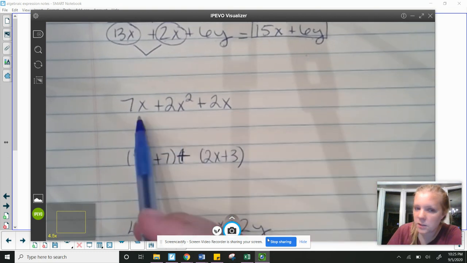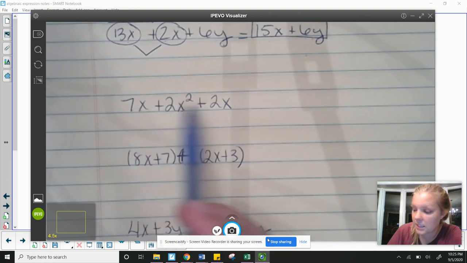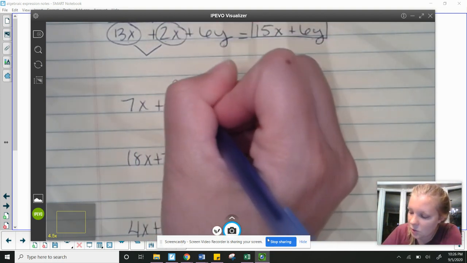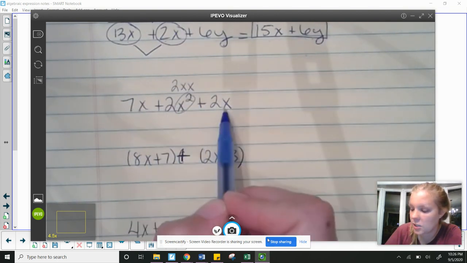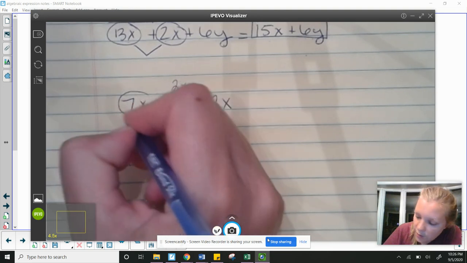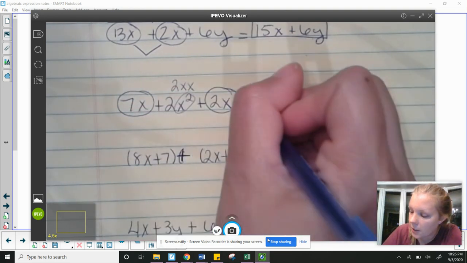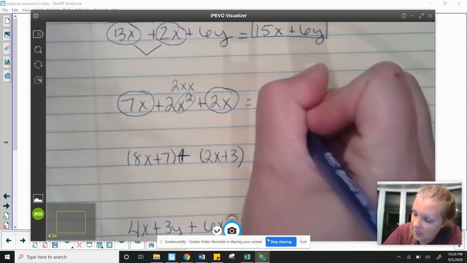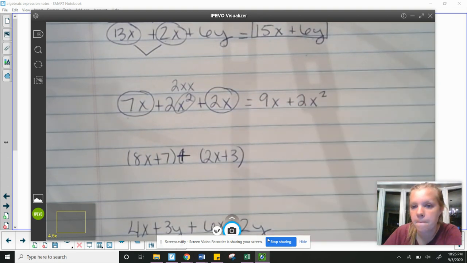For the next one, this one can trip students up sometimes because this is an x and this is an x and this is an x, but this one has something special. That exponent says 2xx. This means this has two x's and these each have just one. So only the 7x and the 2x are like terms, not the 2x squared. So when we combine these, we put 7 and the 2, that's 9x's plus 2x squared.